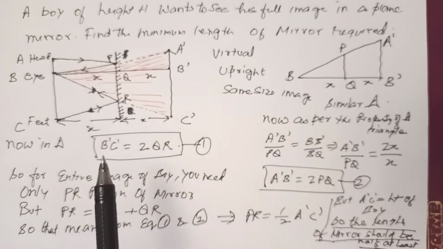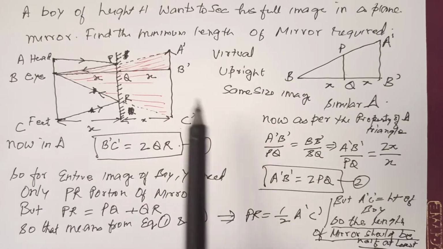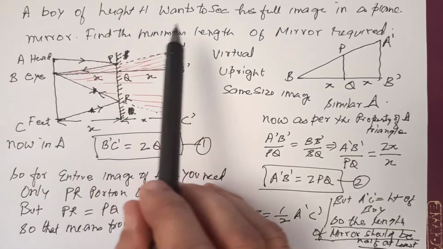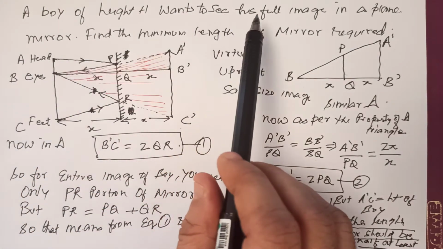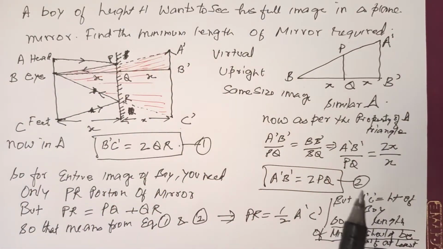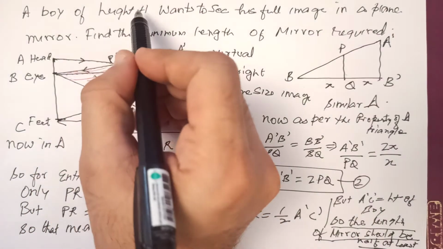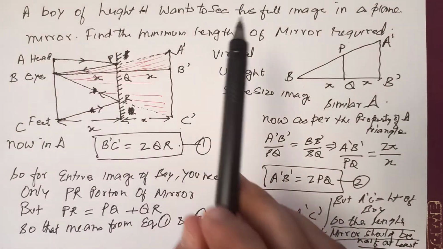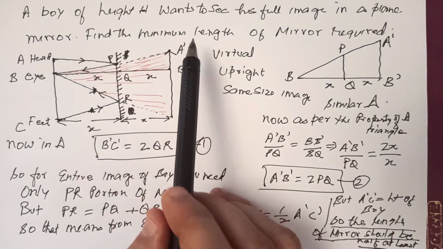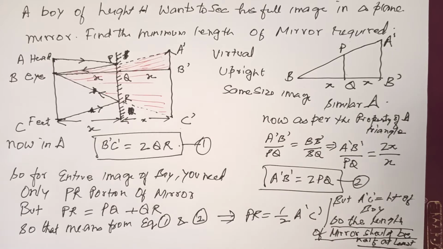Now I'm doing one more question. Just look at it. It's already done on this sheet of paper and I'm re-recording because of some issues with the audio. A boy of height h wants to see his full image in a plane mirror. Find the minimum length of mirror required. Again I repeat. The boy is of height h, correct, and he wants to see his full image in a plane mirror, right? He wants to know the minimum length of mirror required for getting his full image.